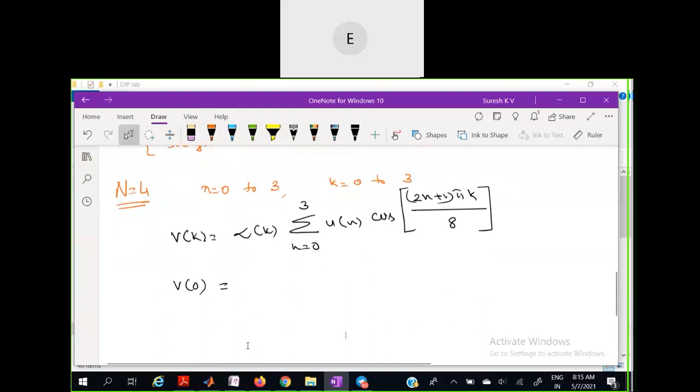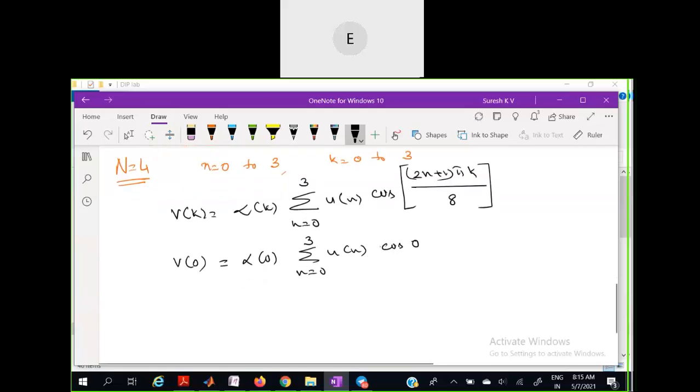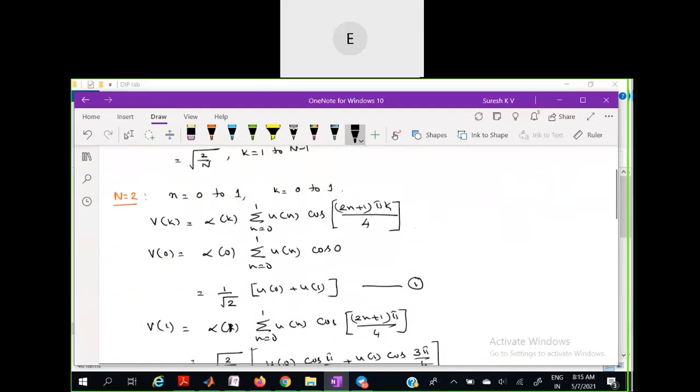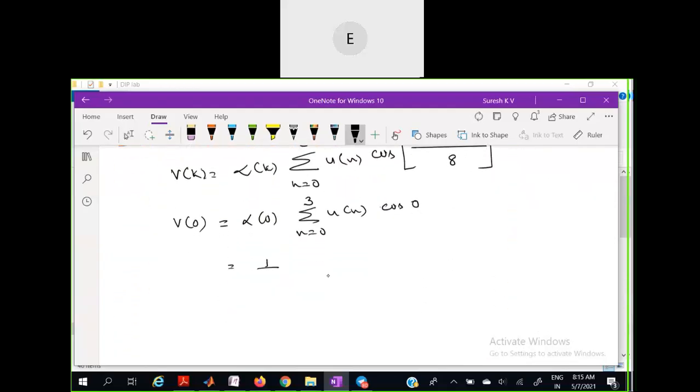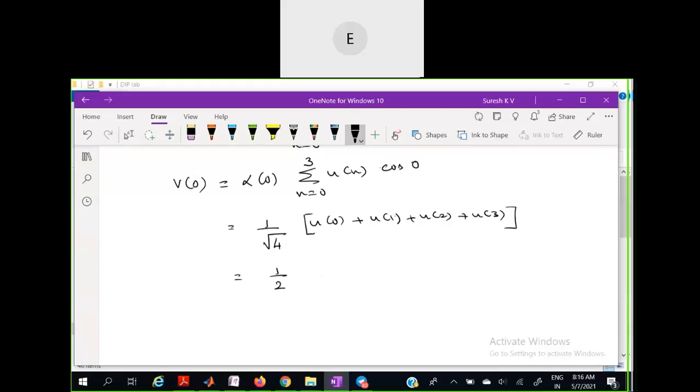So for 0, it is alpha of 0, summation n is equal to 0 to 3, u of n. When k is 0, it is cos 0, which is equal to 1, of course. Alpha of 0, as you have already seen, has to be 1 by root N, and here N is equal to 4, so it is 1 by root 4. So summation n is equal to 0 to 3 gives u of 0 plus u of 1 plus u of 2 plus u of 3. 1 by root 4 is half. Therefore, I can write it as half into u of 0 plus u of 1 plus u of 2 plus u of 3. This is the first equation.